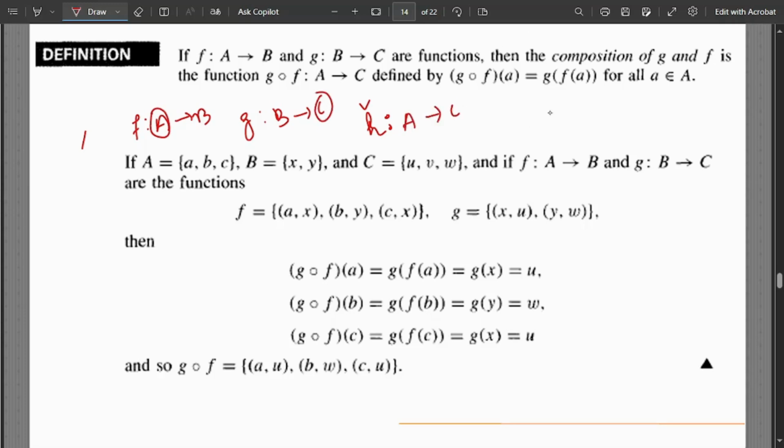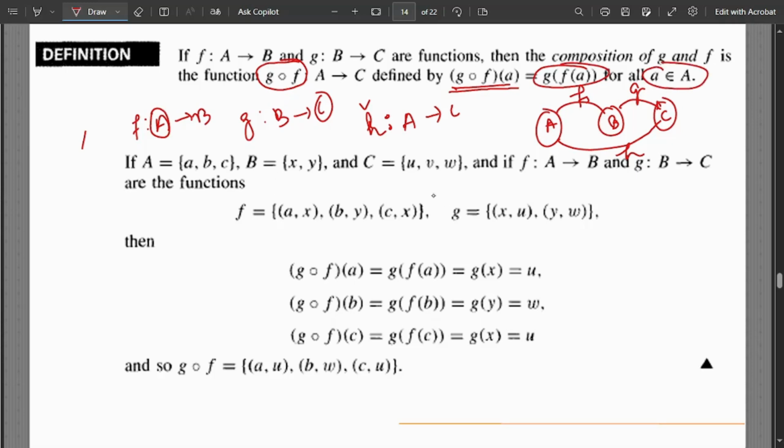That is, for A, B and C we have two functions: f from A to B and g from B to C. The composition made from A to C is h. So it is just like the definition: f from A to B and g from B to C are functions, then the composition of g and f is another function, and this is the representation. It is defined by (g∘f)(a) equals g(f(a)), and it has to be written like this for all a.